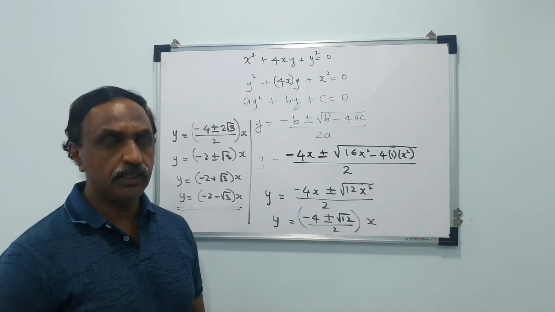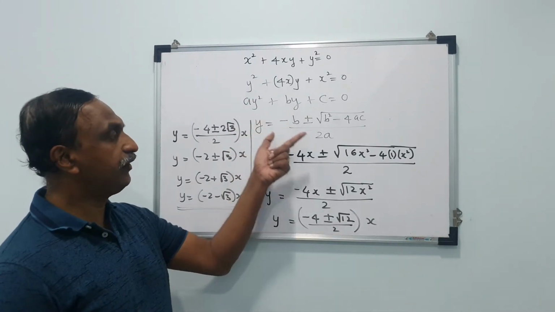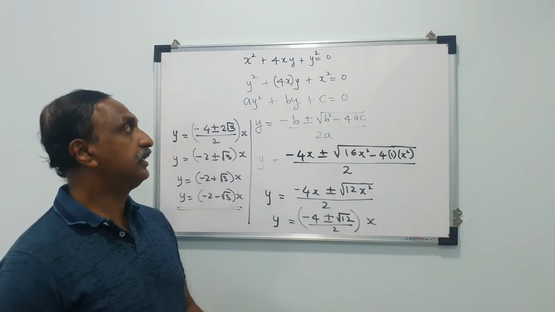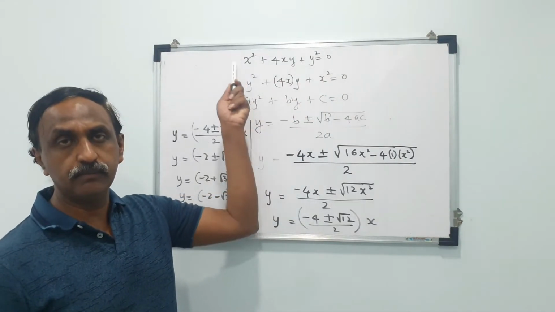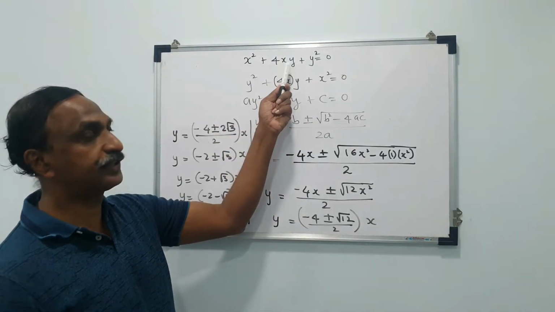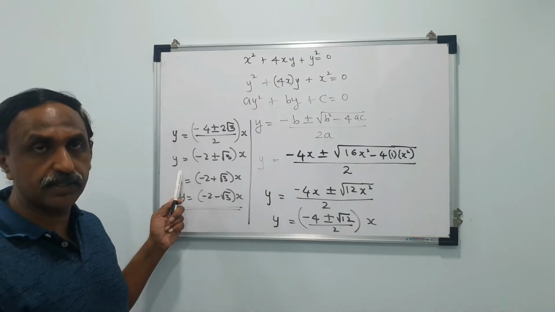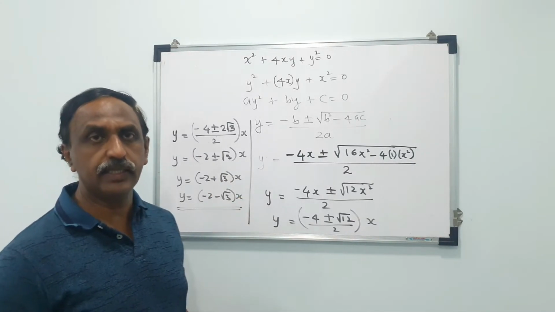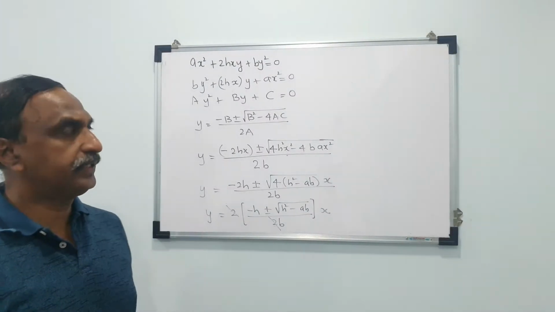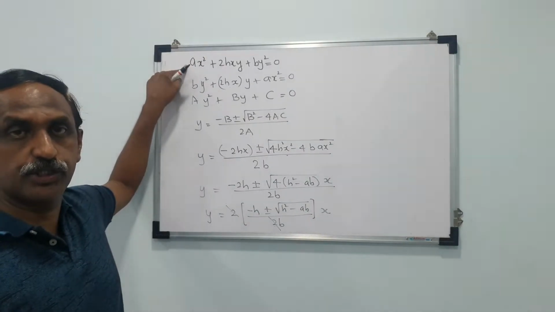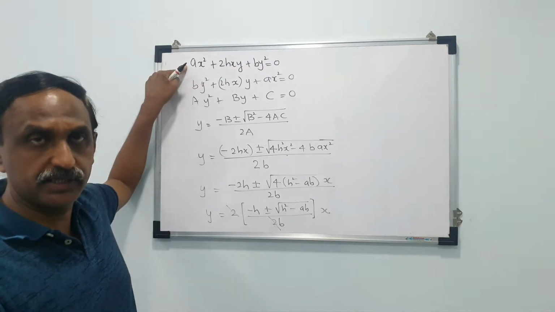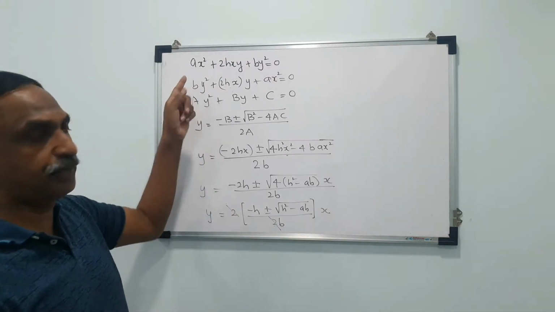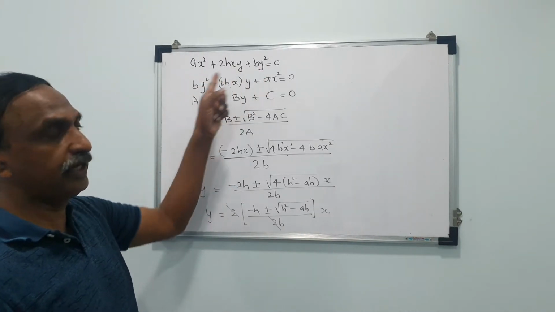This is one of the methods, and we have a theory. In the theory, if we use this method, it will be much easier for us to prove the theorem that every homogeneous equation of second degree will always represent two lines passing through the origin. That's what we are going to prove in the next theorem. We are going to prove that every homogeneous equation of second degree in x and y represents two lines passing through the origin.